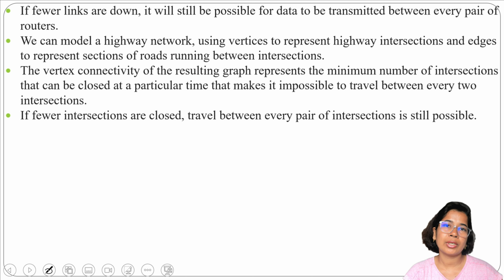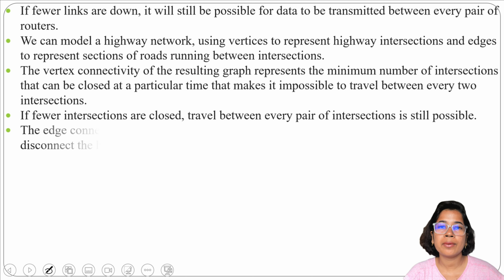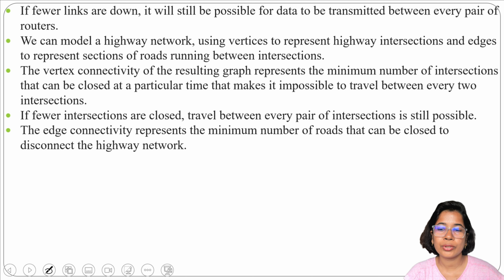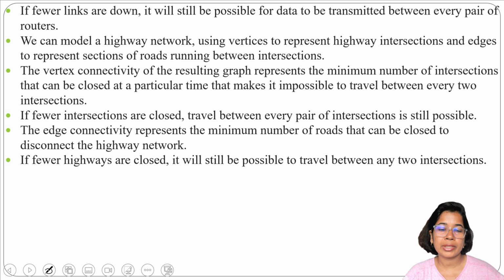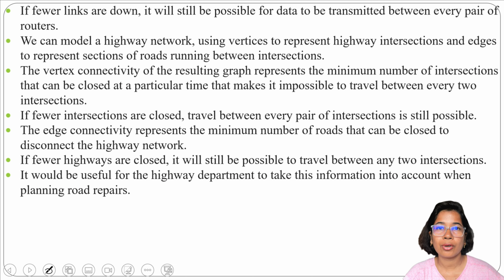So whenever required, we can close some intersections, and here edge connectivity means the minimum number of roads that we can close to disconnect the highway network. So if fewer highways are closed, it is possible to travel between any two intersections. You can use edge connectivity and vertex connectivity to repair the road also. We saw by example how we can use vertex connectivity and edge connectivity for data networks and highway networks. These are just two applications. There are multiple applications of this.